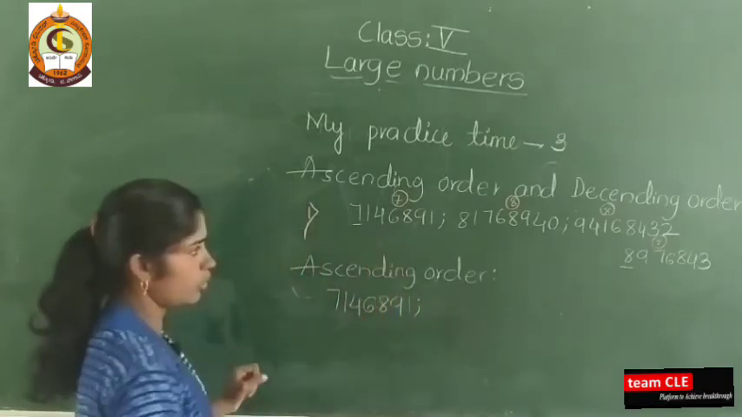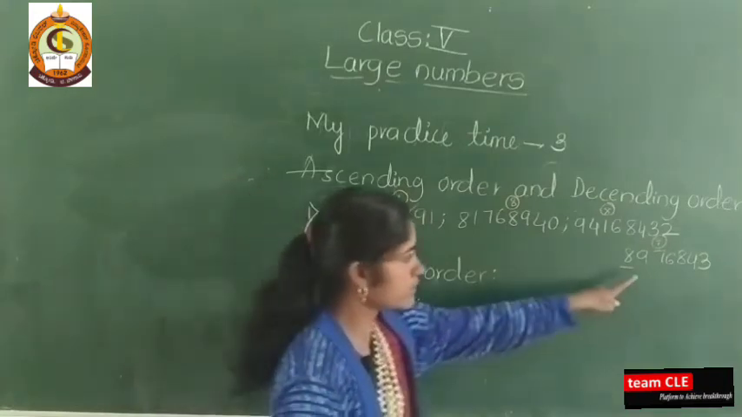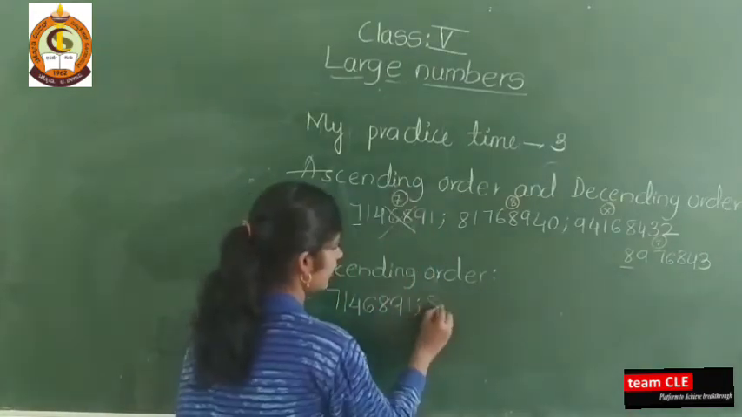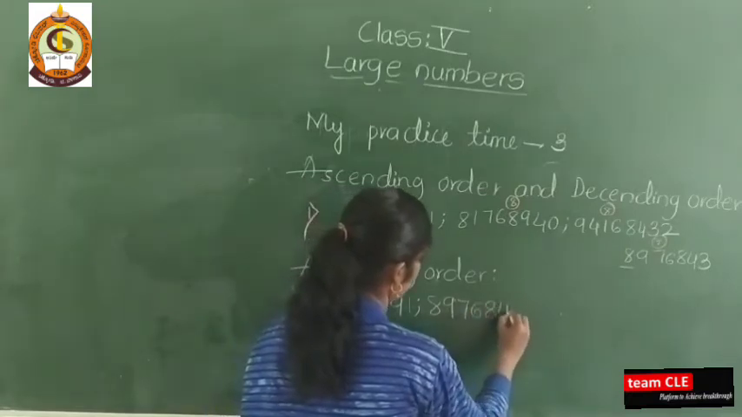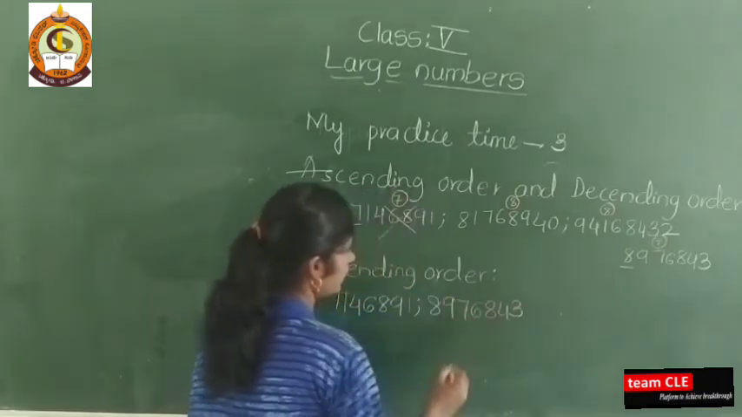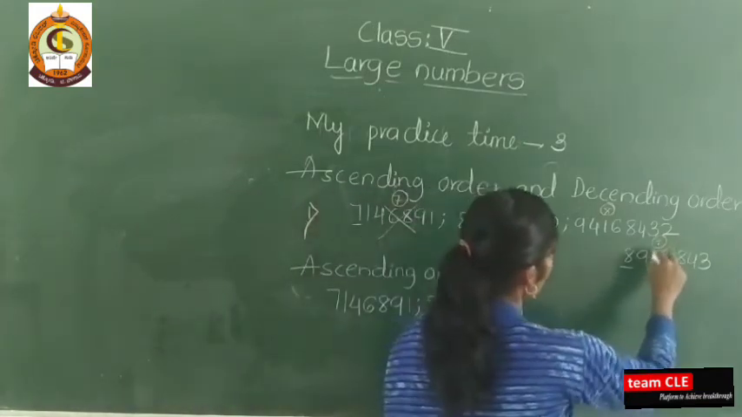Okay, so this is over. Yes, next, which one is remaining? This 7-digit number you write here: 8, 9, 7, 6, 8, 4, 3. Okay, this is the smallest, then the next smallest. So this is also over.